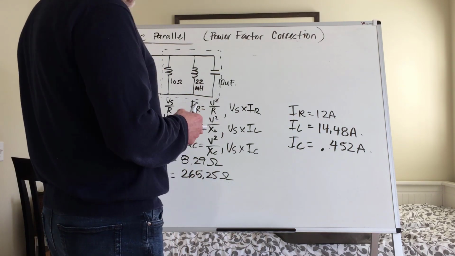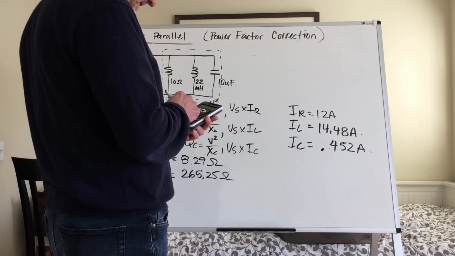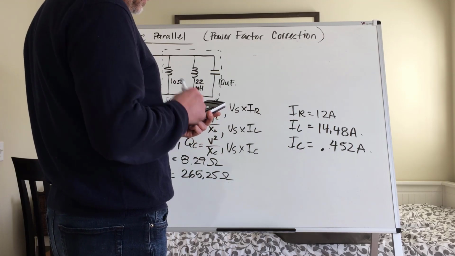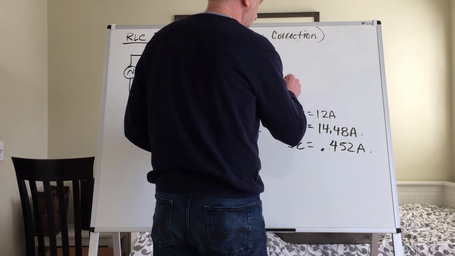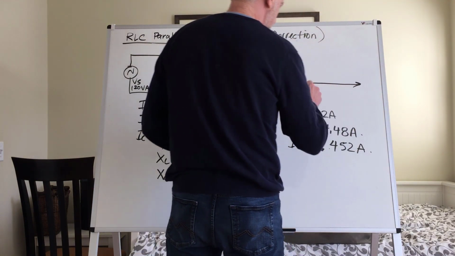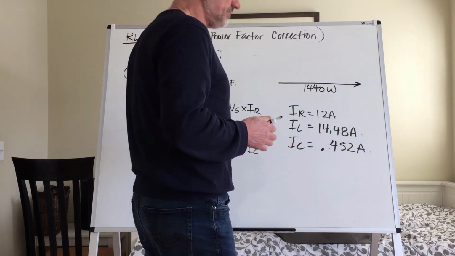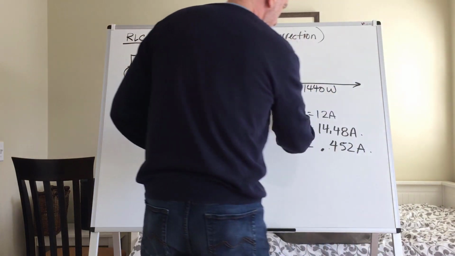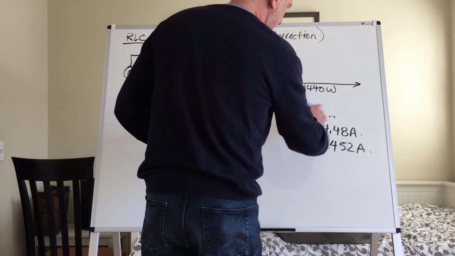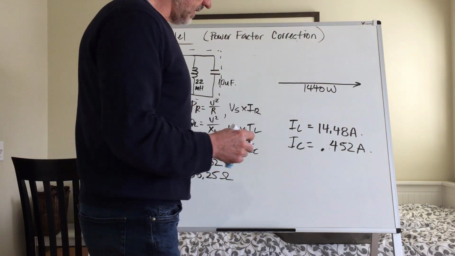So the first thing we're going to do is come up with our PR value, or our real power. That'll be found by VS times IR, 12 amps. So that's 120 times 12. That's going to be 1440 for our P value. So I'm going to put this in here as 1440 watts, and that was done by VS times IR. And now we can figure out our QL value.